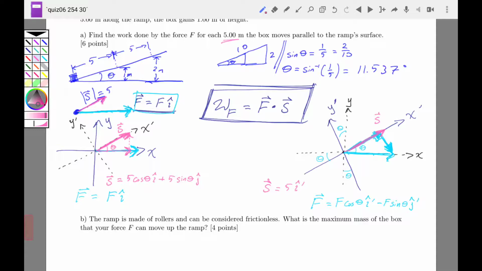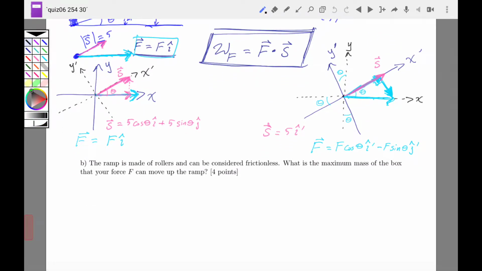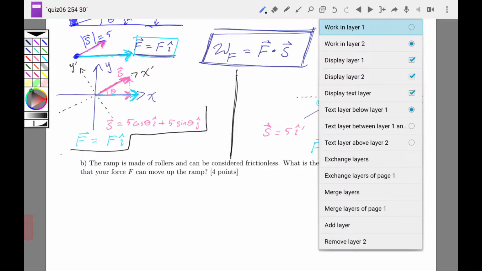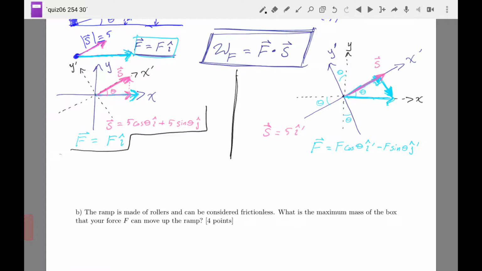Alright, I've run out of room, but the work done by this applied force, so F dot S, in either coordinate system should come out to be the same. So let's bear with me for one second. I'm going to modify this quiz so I have a little bit more room. Okay.